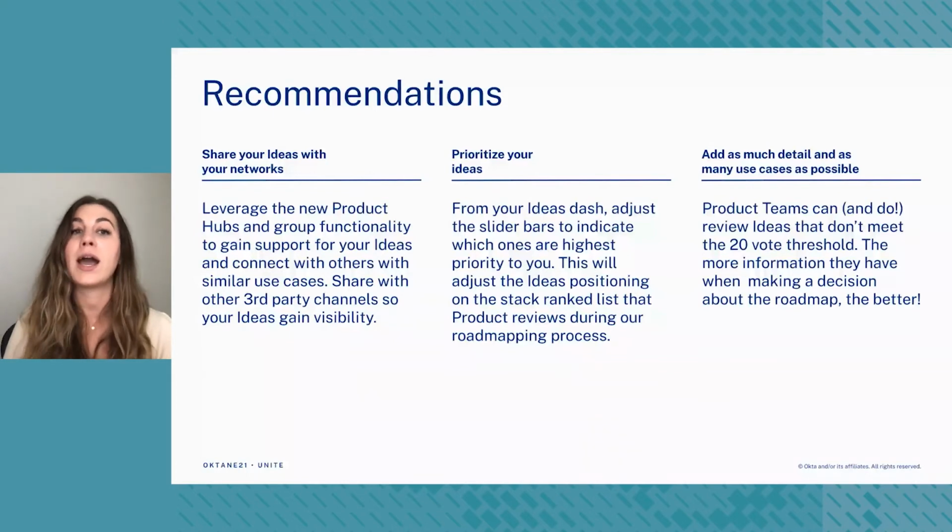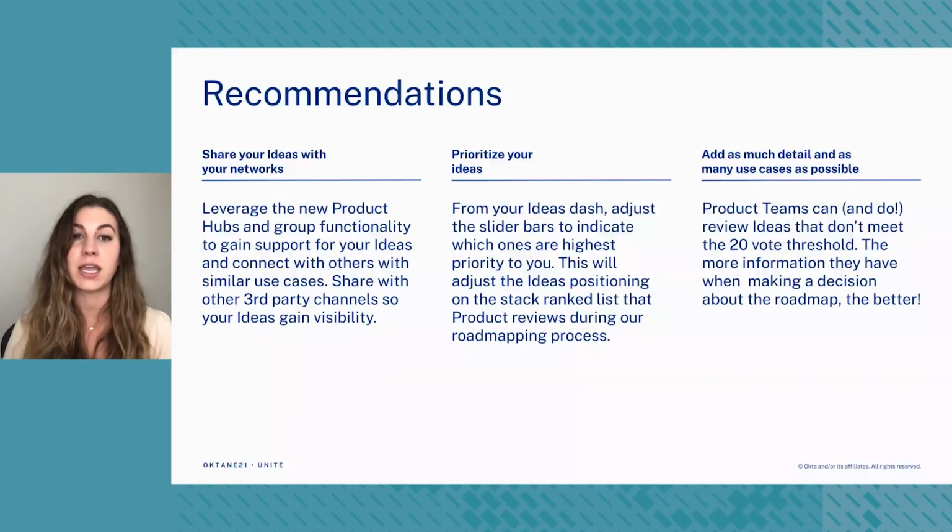Along with that, we highly recommend prioritizing your ideas. The way to do that, when you're on your ideas dashboard, everything that you've submitted or that you voted on is centralized. You can move these little slider bars to indicate what is most important to you. This is a critical data point for us, and it really helps give us as many data points as possible as we are orchestrating our roadmap. And it really does make a huge difference.